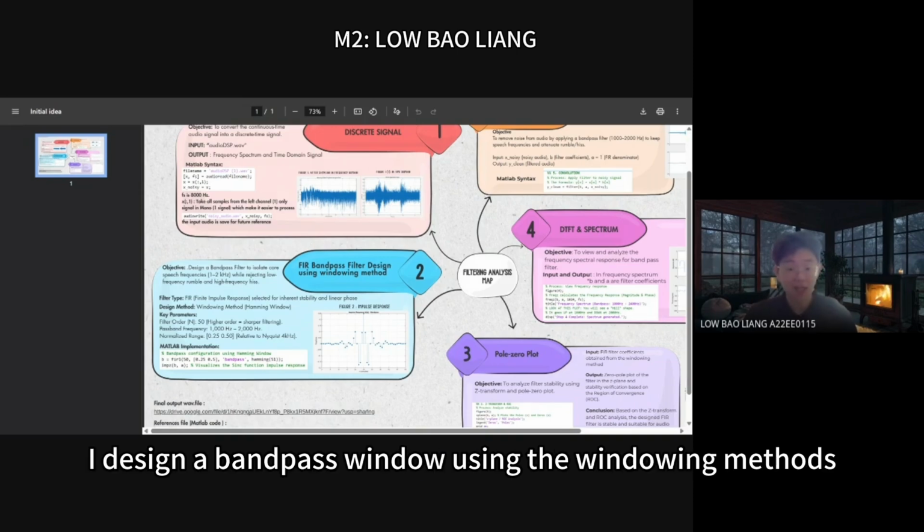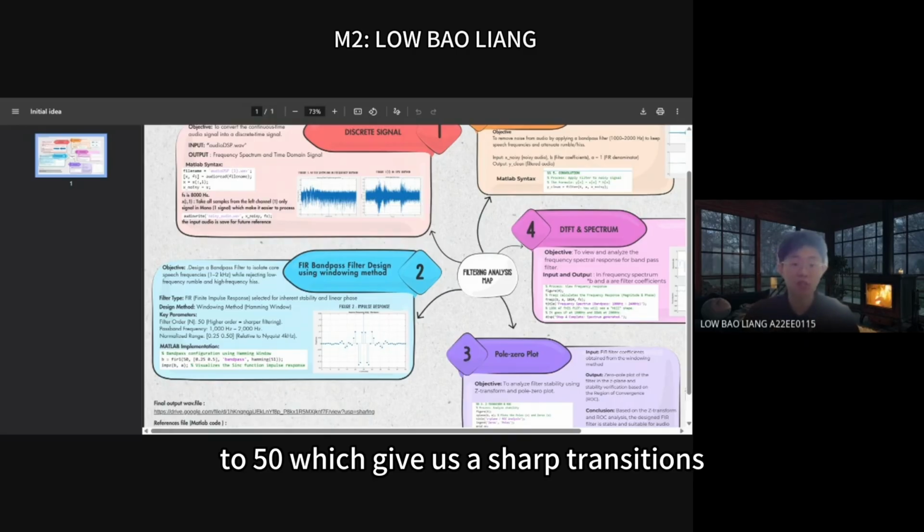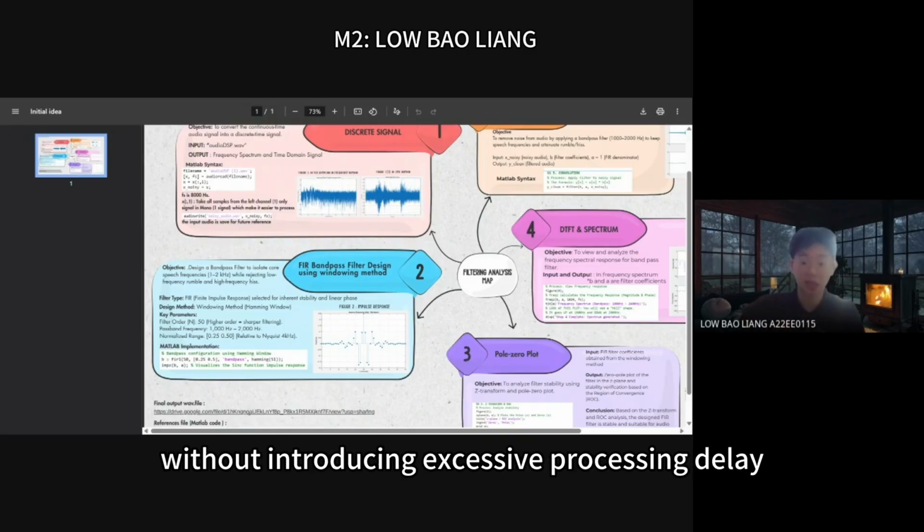To fix this, I designed a bandpass filter using the windowing method. I selected the Hamming window because it offered a good balance by minimizing spectral leakage. I set the filter order N to 50, which gives us sharp transitions without introducing excessive processing delay.